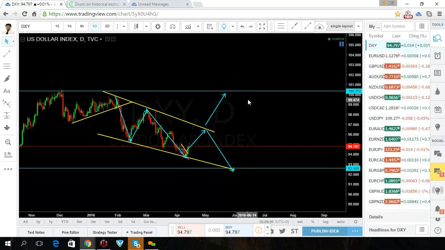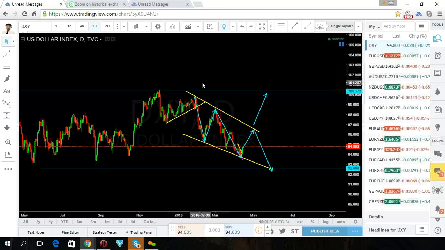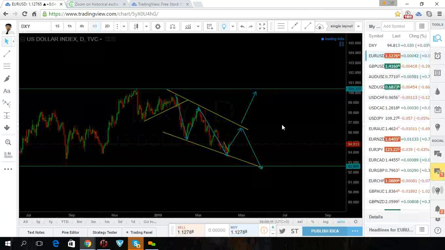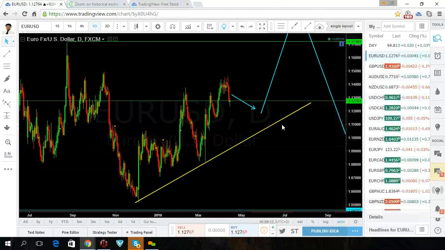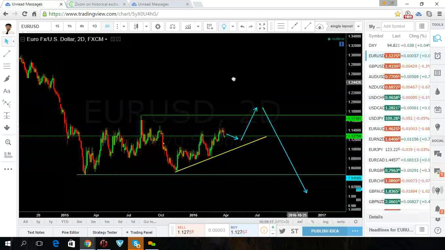We don't trade the dollar index, right? What we are showing you is a direction of what the dollar index will do. If we understand what the dollar index will do, we will understand what the rest of the currencies will do. See, so let's go to the euro and let me show you that very same chart. Only it's in the opposite direction.